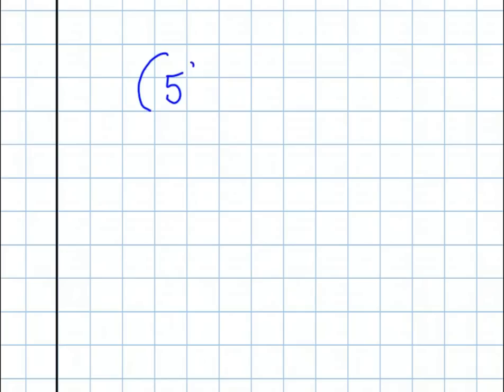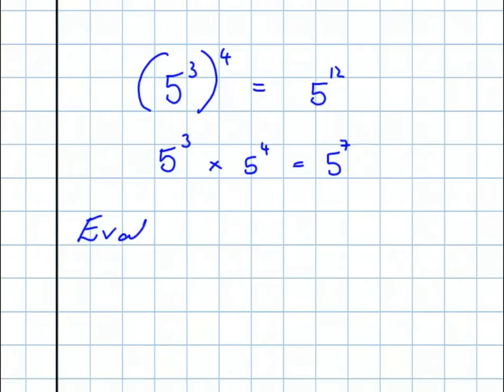Now let's just remind ourselves of this important rule of indices. When we have brackets like so, you multiply the indices. So that's 5 to the power 12. Contrast it with 5 cubed times 5 to the 4. Well, in this instance, we add the indices. Now, how are we going to use that? Well, we're going to use that for evaluating, which means calculate a single value.